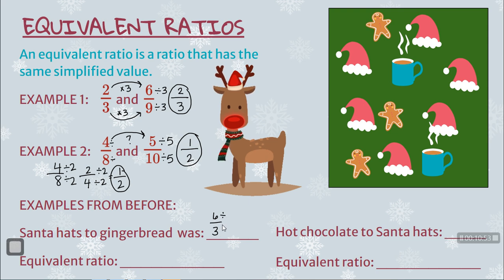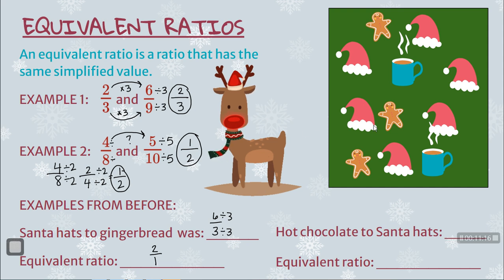So can we divide both of these numbers by the same thing? Well, we can divide 6 by 3 and 3 by 3. So 6 divided by 3 is 2, and 3 divided by 3 is 1. So for every 2 Santa hats, there's 1 gingerbread cookie.